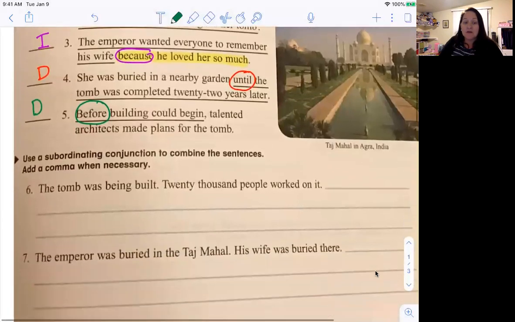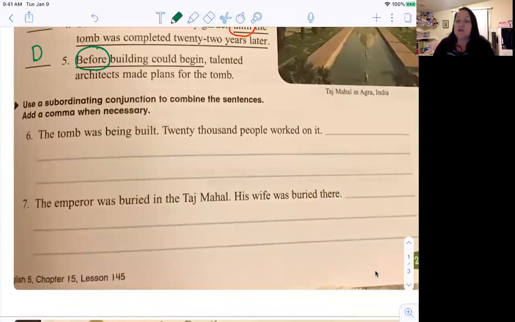So let's go down to number 6 and 7. It says, use a subordinating conjunction to combine the sentences, add a comma when necessary. Okay. Number 6, the tomb was being built. 20,000 people worked on it. What subordinating conjunction could we use? There's actually 2 or 3 that we could use to make this sentence with a subordinating conjunction. What 3 do you think we can use? And you don't have to write all 3. I'm going to write all 3, but you really only have to write one of them. If you said while, as, or when, you are correct.